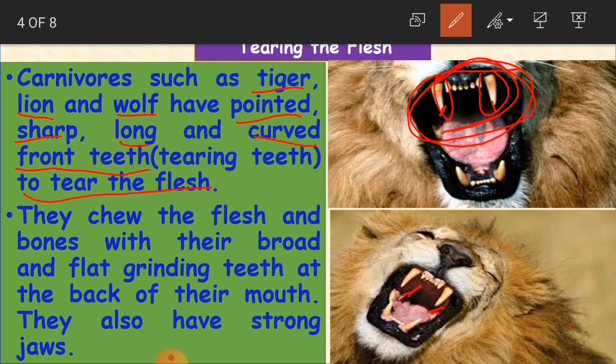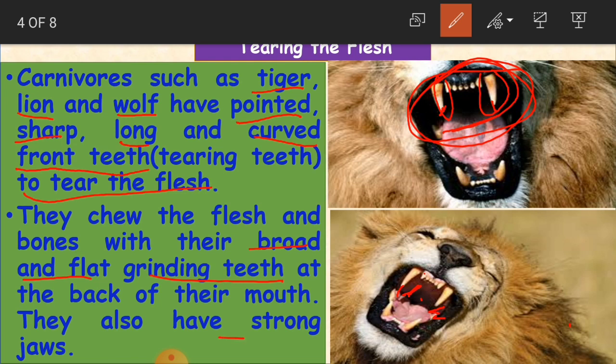Grind in the sense, children, what is grinding? Making it smooth, like a powder or whatever it may be. We grind, making it smooth. Okay, so the torn flesh, they make into a smooth substance with these broad and flat grinding teeth, which are at the back of their mouth inside.